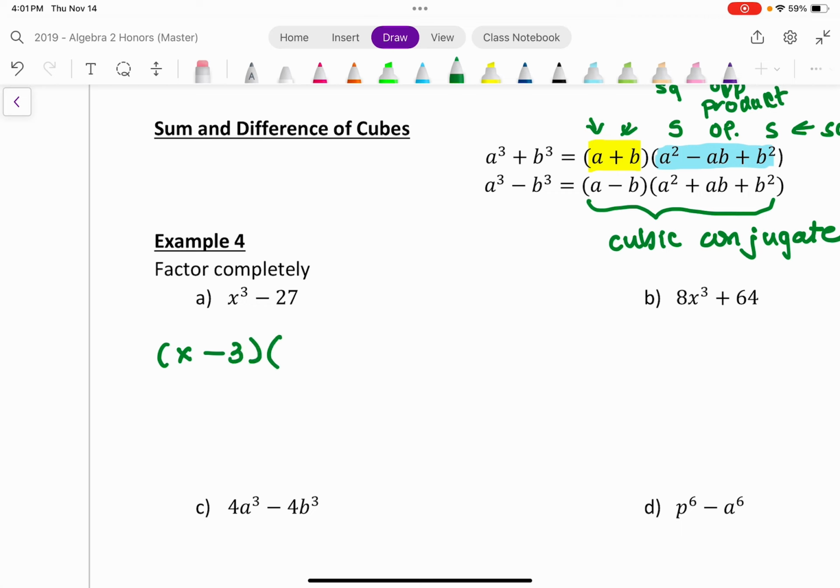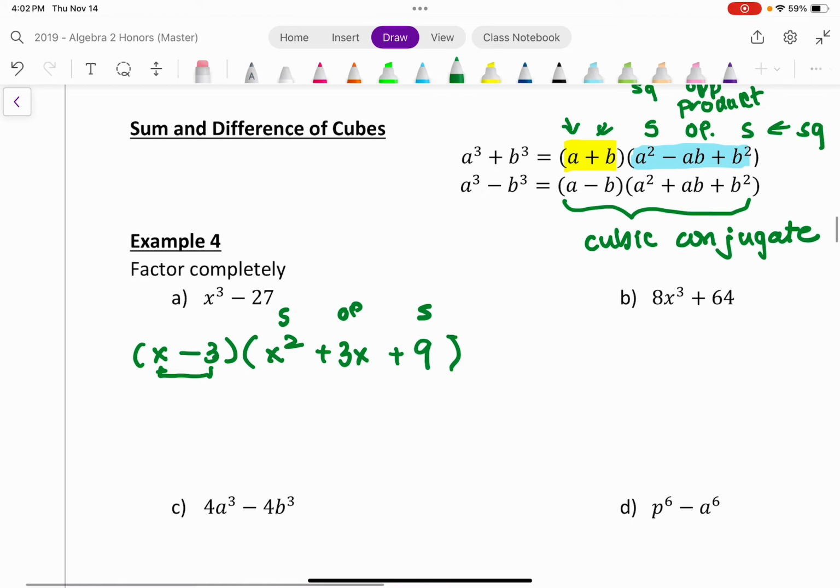So now that I have this, I'm just going to follow the SOPS. Square the first term, which is x squared. Take the product of these two, but the opposite sign, that's the O, opposite product. So negative 3x becomes positive 3x because it's the product but the opposite sign. Otherwise, all those middle terms would not cancel out. And then square the last term, negative 3 squared becomes positive 9. And you're done. Those are cubic conjugates.